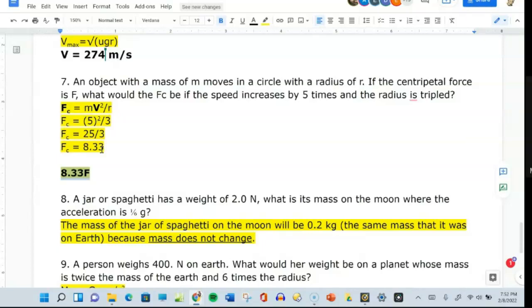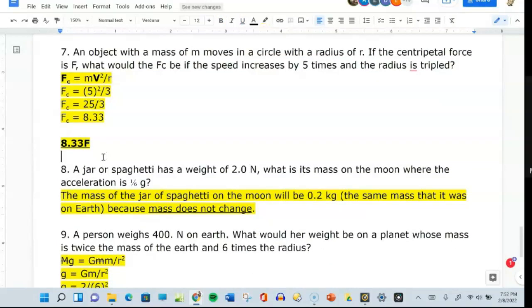What are the changes on the right? I'll sum up the changes on the right. Well, the right changes by that much, and this is an equality, so the left changes by that much, and that's my answer. It's now no longer F, but 8.33 F.